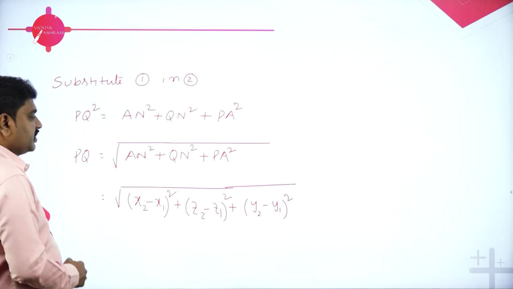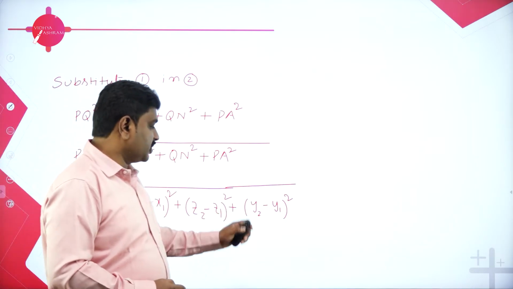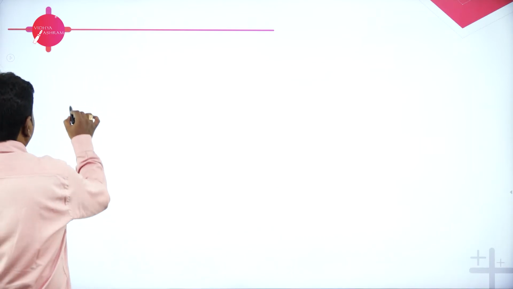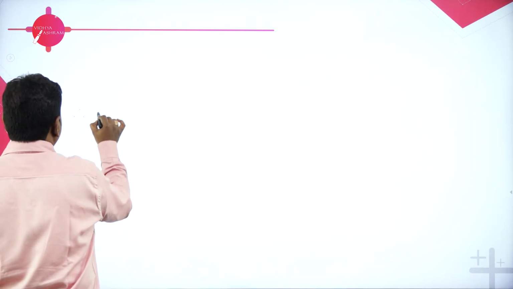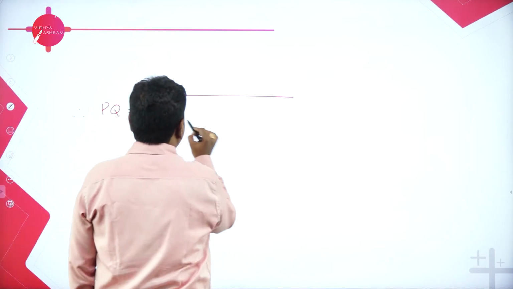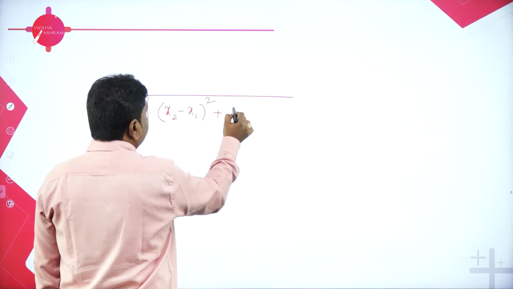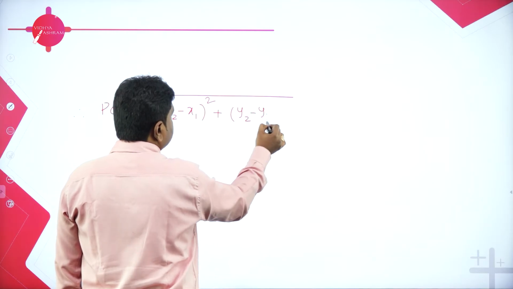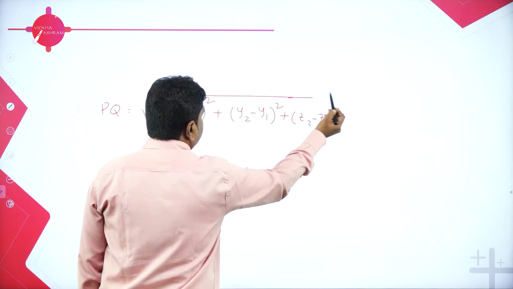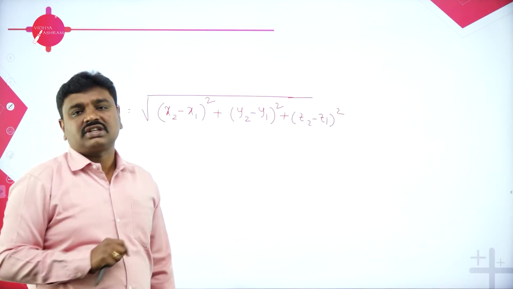Now we need to simplify this. So now we got PQ. PQ is root of x2 minus x1 the whole square plus y2 minus y1 the whole square plus z2 minus z1 the whole square. So now we got the distance between two points. Therefore the distance PQ is root of the difference of x coordinates, x2 minus x1 the whole square, plus the difference of y coordinates, y2 minus y1 the whole square, plus z2 minus z1 the whole square. So between any two points, you can find the distance using the distance formula.